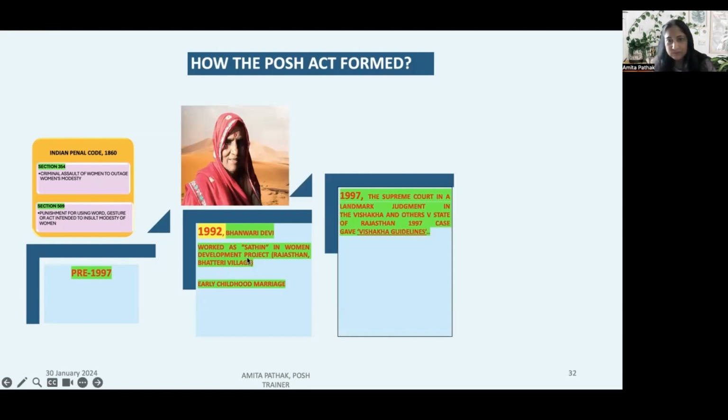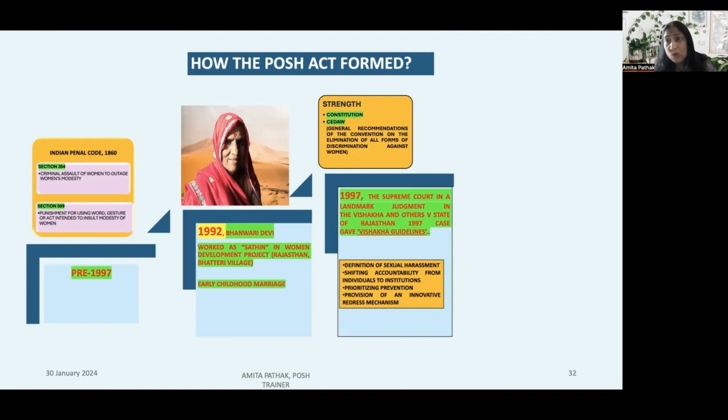Later, in 1997, the Supreme Court of India gave a landmark judgment in Vishaka and others versus State of Rajasthan, with the Vishaka Guidelines. What are the Vishaka Guidelines? Vishaka was a group that filed a PIL in the Supreme Court for the Bhanwari Devi case. Based on the Constitution and the international convention CEDAW and its recommendations, the Supreme Court gave the judgment known as the Vishaka Guidelines, and ruled that from now on all sexual harassment cases will refer to the Vishaka Guidelines.